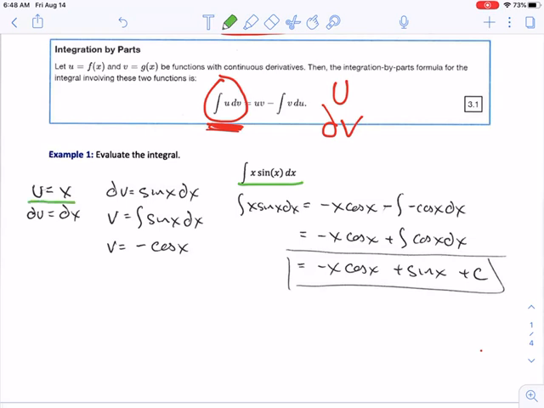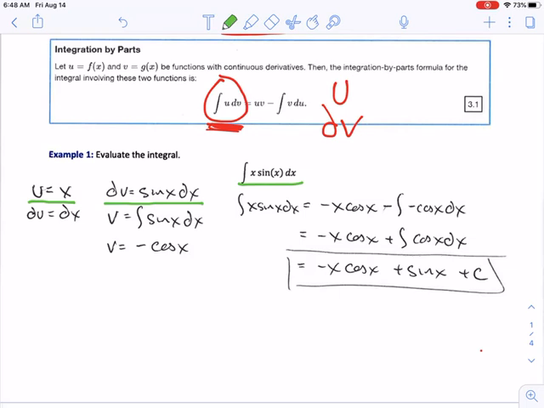And so that's what I do right here. I let u be equal to the function x. Well, that means that dv has to be everything that's left over. dv then has to be the sine of x dx. And you have to include the dx in there.